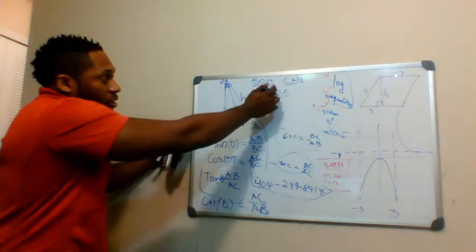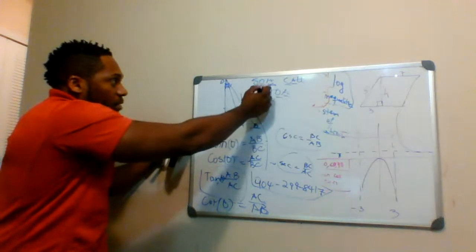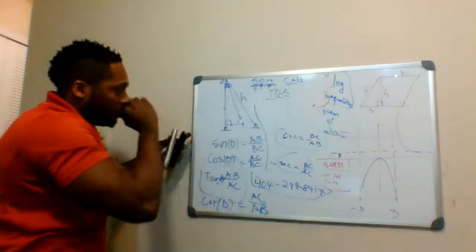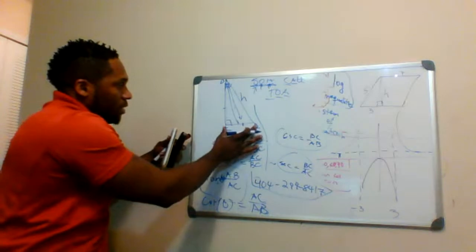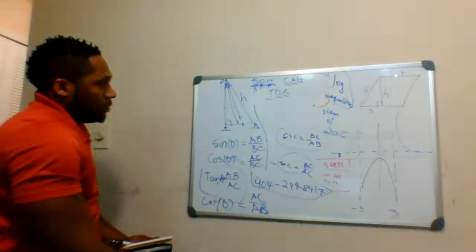SOHCAHTOA. If you've heard the mnemonic before, SOHCAHTOA. Sine is opposite over hypotenuse. Opposite side of the angle, AB, hypotenuse, BC. Sine is opposite over hypotenuse.